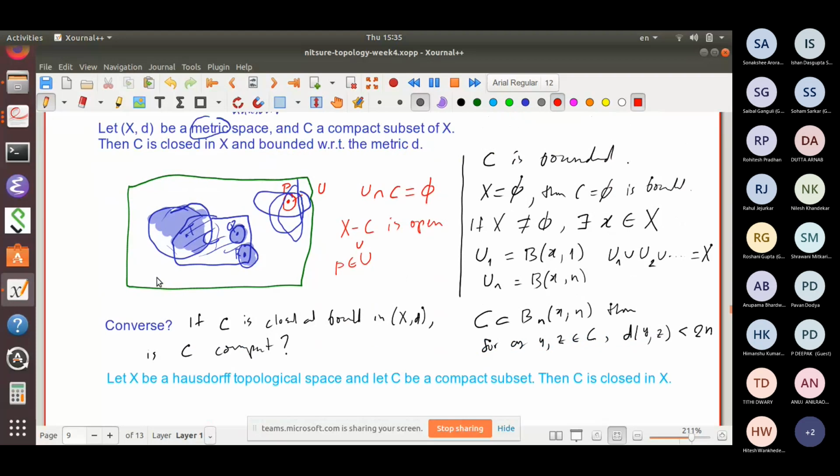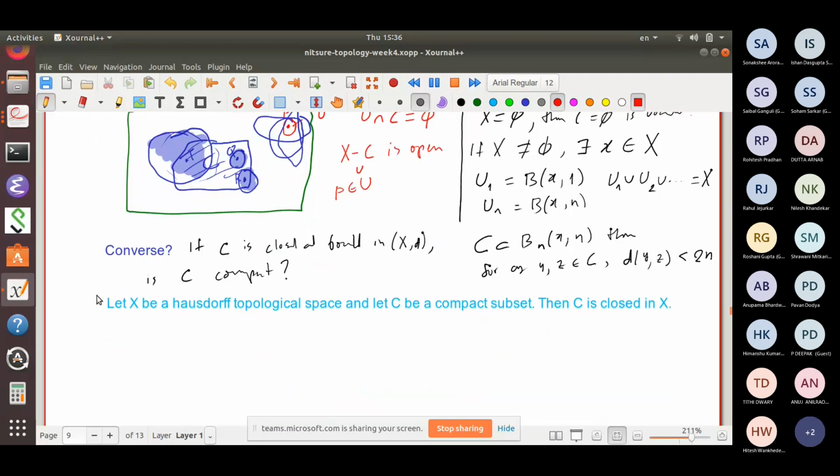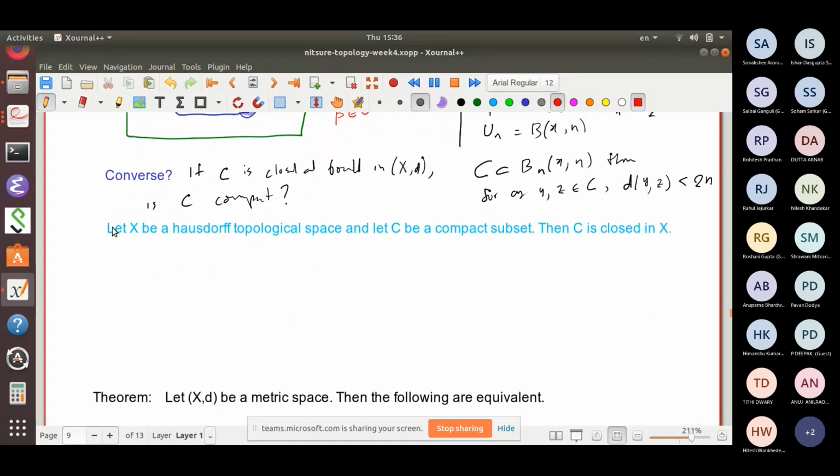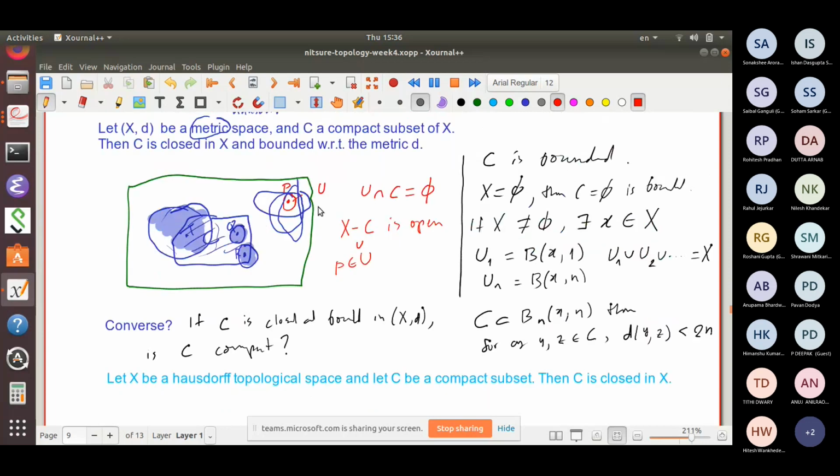We asked the converse: if something is closed and bounded in a metric space, is it compact? And the answer was no. After all, an infinite discrete metric space, meaning the distances are always 1 or 0, all of it is closed and bounded in itself, but because it's infinite, it's not compact, because each point is an open set, and that open cover has no finite subcover. So we proved this: let X be a Hausdorff topological space and C a compact subset, then C is closed in X. This proof is actually a topological proof.